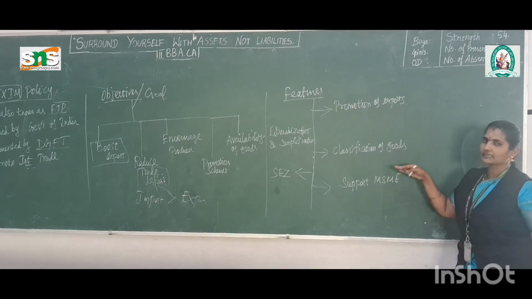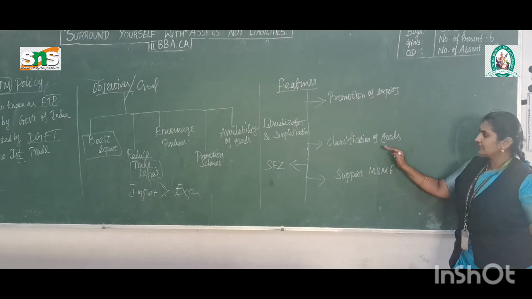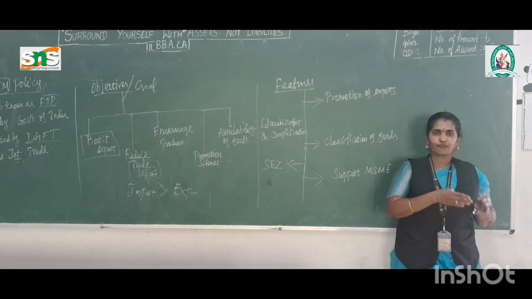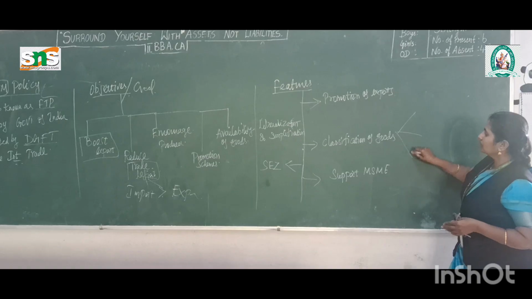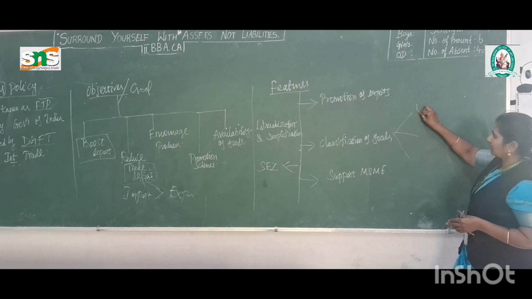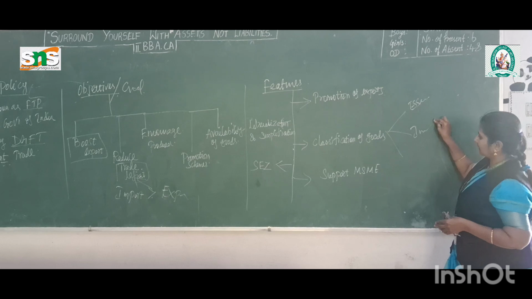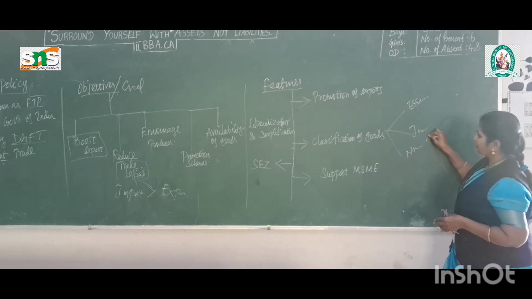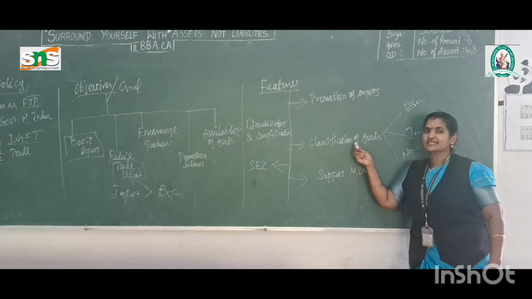The third one is classification of goods. Under this feature of the EXIM policy, they classify goods based on the product we manufacture: the first is essential goods, the second is important goods, and the third is non-essential goods. Based on that we classify the goods which are available.